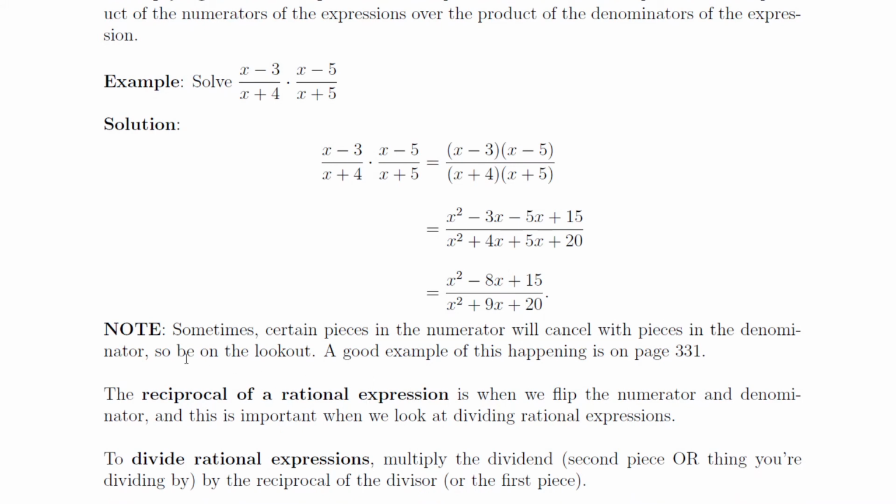I do make a quick note, there's occasionally situations where you'll have things cancel out right at this step. That wasn't the case here because nothing is matching up, so I can't cross anything off. But I do want you to take a look at an example on page 331. You all have access to the textbook, so please go and take a look at that example. It should show you pretty much what happens in that case.